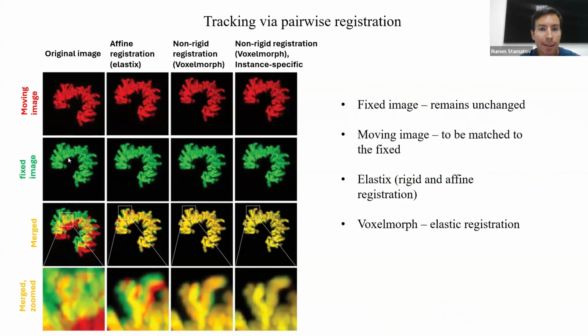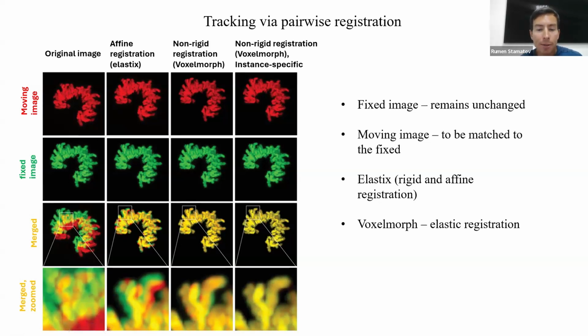So we do the next step, which is now non-rigid registration, which is deforming not just the whole structure, but also the individual parts, which are the chromosomes. And we see that progressively the alignment is getting better. And then on the bottom right, we see that the alignment is perfect.